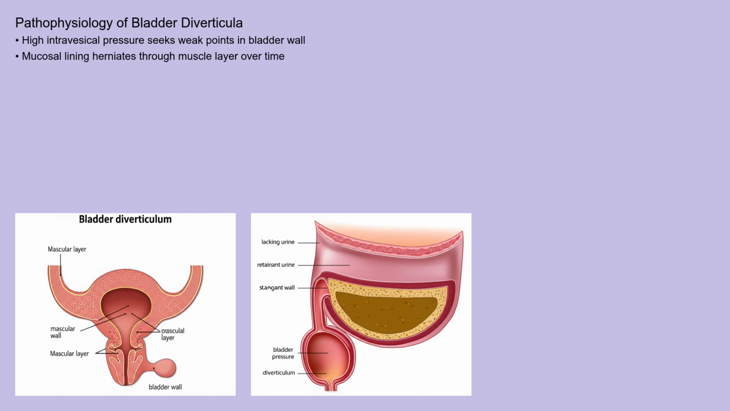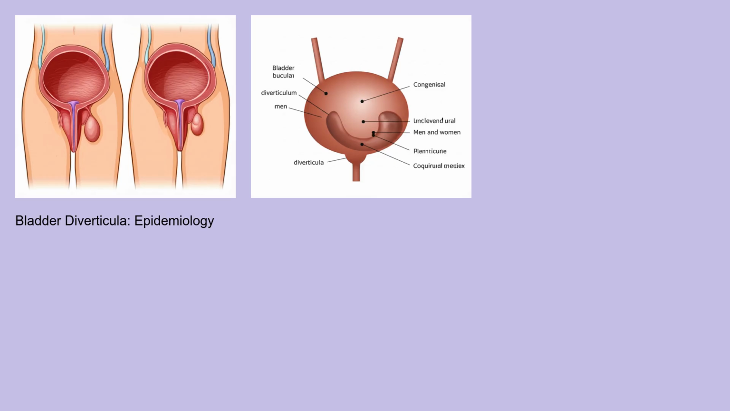This stagnant urine becomes a breeding ground for bacteria, increasing the risk of urinary tract infections or UTIs. Also, because the diverticulum wall often lacks the muscular layer needed for effective contraction, it can further contribute to incomplete emptying and urinary stasis. Bladder diverticula can occur in people of all ages, but the epidemiology varies depending on whether the diverticulum is congenital or acquired.